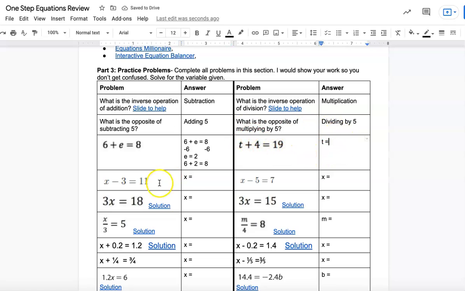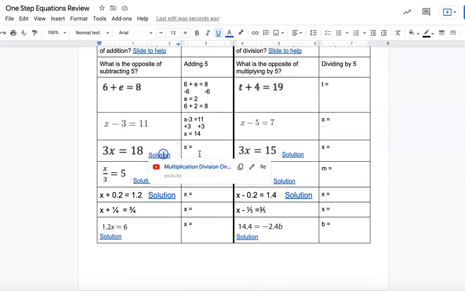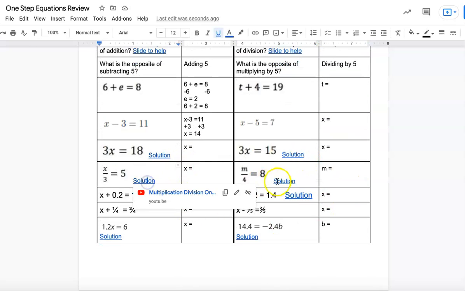Same thing on this side. You can do that problem on your own. x minus 3 equals 11. So we're trying to solve for x. For subtracting 3, the opposite would be to add 3 to both sides. You'd be left with x equals 11 plus 3, which is 14. I'll let you try these two on your own. And then there are solution videos for all of these problems here.